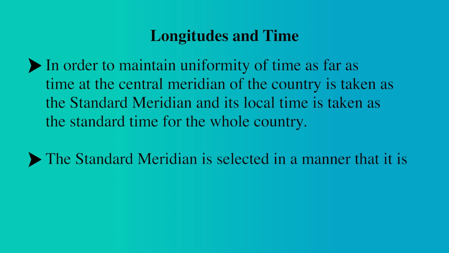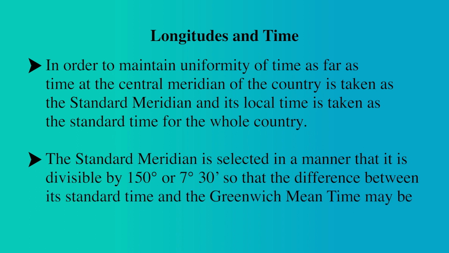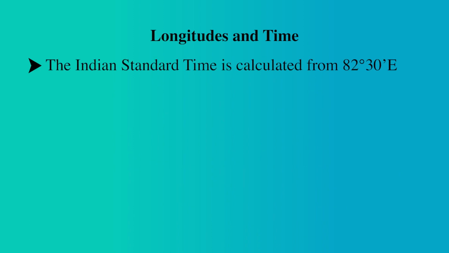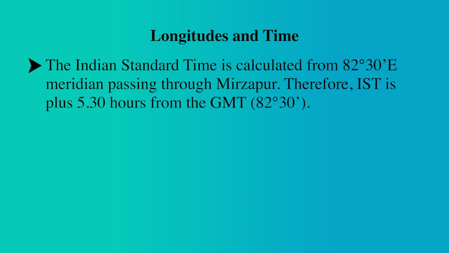The standard meridian is selected in a manner that it is divisible by 15 degrees or 7 degrees 30 minutes, so that the difference between its standard time and the Greenwich time may be expressed as multiples of an hour or half an hour. The Indian Standard Time is calculated from the 82 degrees 30 minutes east meridian passing through Mirzapur, as in the example given earlier. Therefore, IST is plus 5 hours 30 minutes from GMT, that is Greenwich Mean Time.